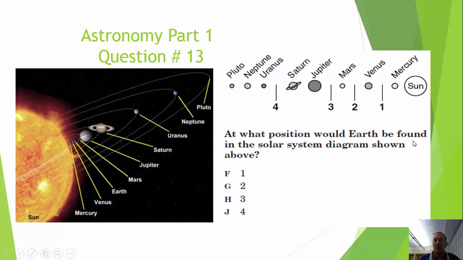At what position would Earth be found in the solar system above? Would it be in F1, which would be between Mercury and Venus? Probably not. Would it be 2? Would it be Mercury, Venus, Earth, then Mars?